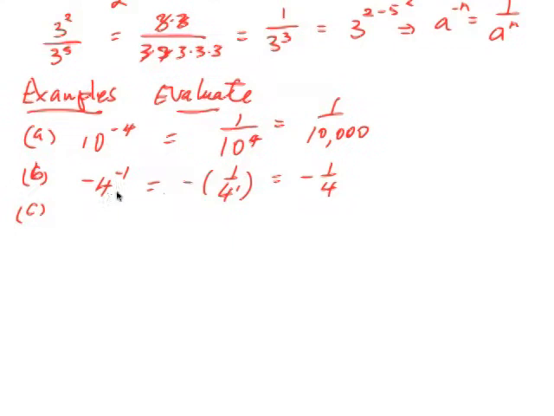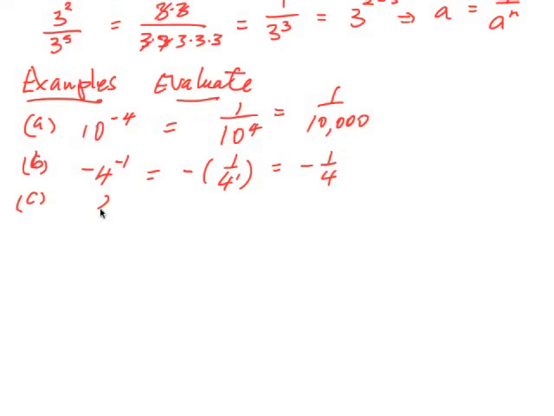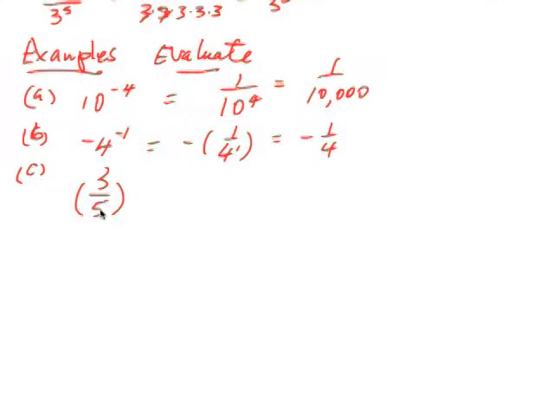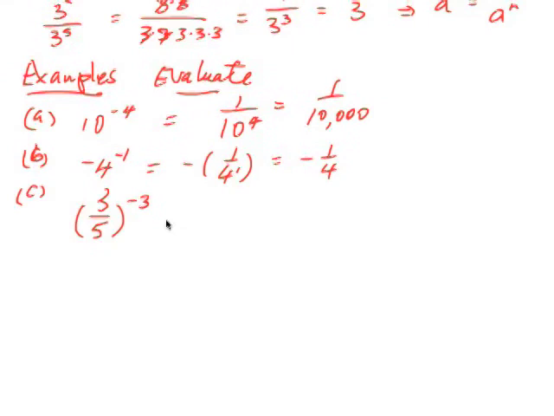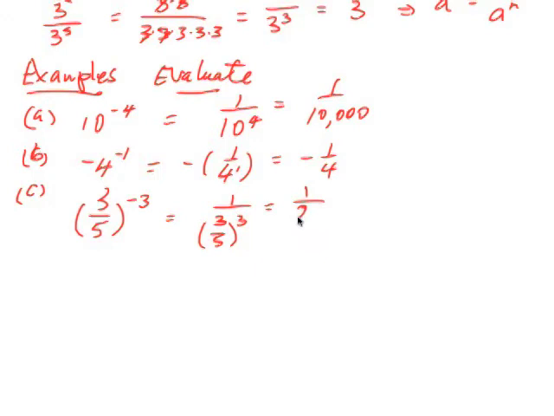All right, part C. Let's suppose we have 3 fifths to the negative 3. Okay. So what's this? It's going to be 1 over 3 fifths cubed. Now we also already know that 3 cubed is 27, and 5 cubed is 125, and then we invert and multiply, of course, and we get 125 over 27.